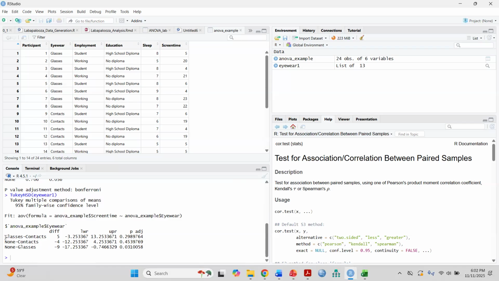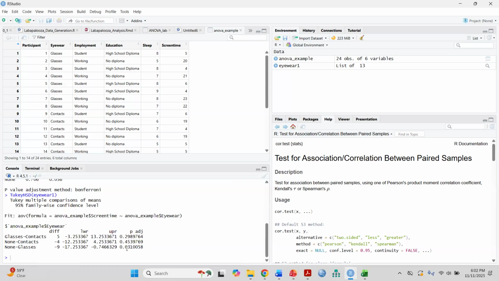This is a slightly different output, but it's telling us the same thing. So glasses versus contacts, people who wear glasses versus people who wear contacts, the p-value is above 0.05. So that is not statistically significant. People who wear neither versus people who wear contacts, that is also above 0.05, so that is not statistically significant. People who wear neither glasses nor contacts versus people who wear glasses, that is below 0.05.